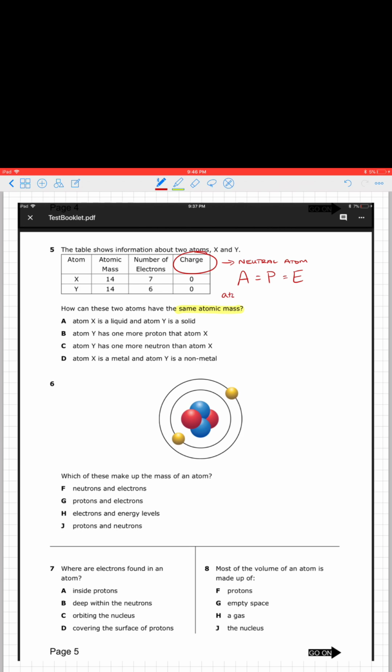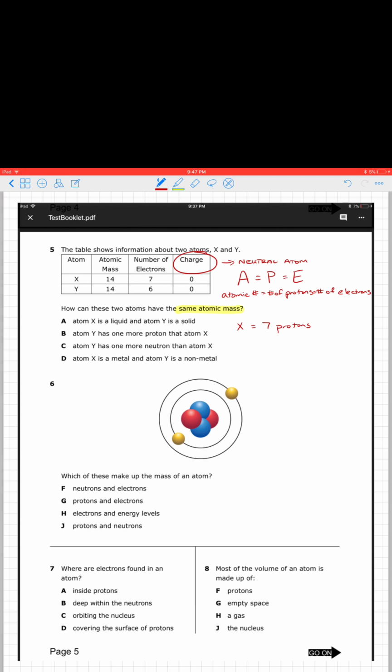Atomic number equals the number of protons, which equals the number of electrons. So if the atom X has 7 electrons, how many protons does atom X have? It should have 7 protons as well. So X has 7 protons.